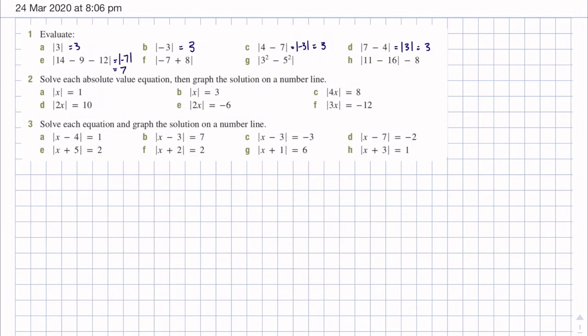Look, we've moved away from 3. Huzzah. -7 plus 8, well, that's the absolute value of 1, which is 1. 3 squared take 5 squared, well, that comes out as the absolute value of -16, which is 16. And 11 take 16 take 8. Well, the absolute value of 11 take 16 is -5 take 8, which comes out as 5 take 8, which is -3. It comes out as negative because the take 8 was afterwards.